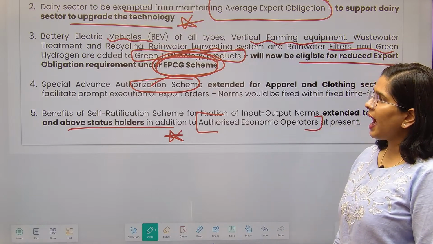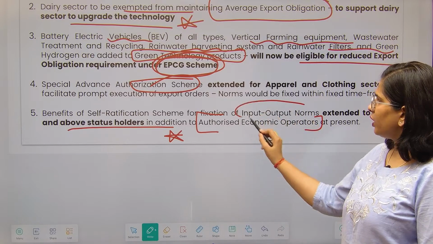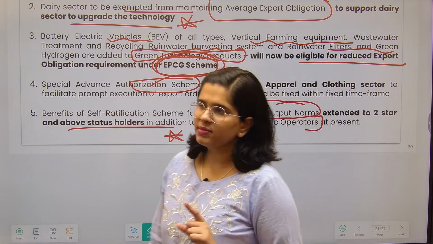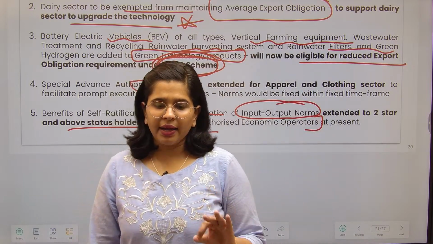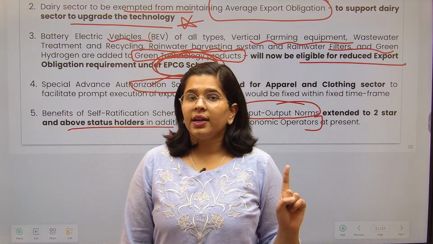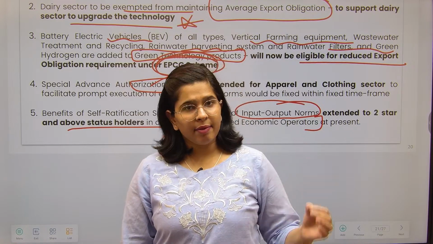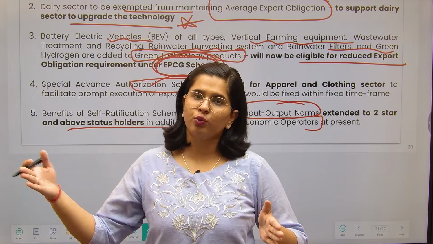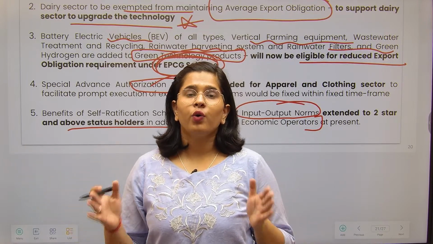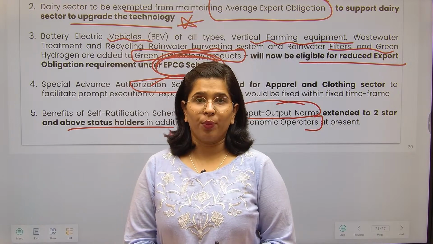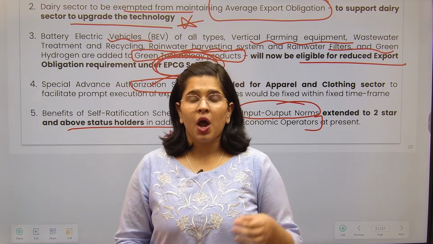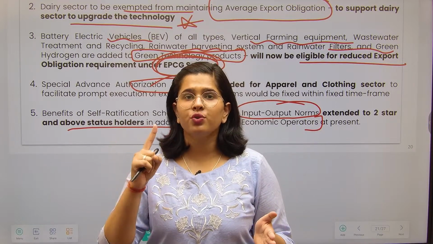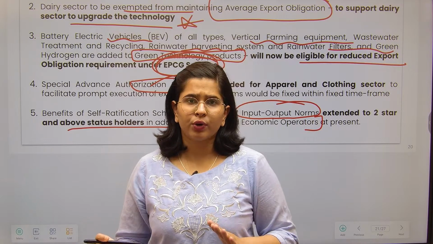Now after that, they had the benefit of fixation of input output norms, self-ratifying this. Now what are input output norms? I'm just going to tell you very briefly. Understand what I told you under advance authorization, that government is saying please import inputs, raw materials and make output. Fine. Now there are input output norms. Input output norms means how much input is required to produce 1 unit of output. This is called input output norms.